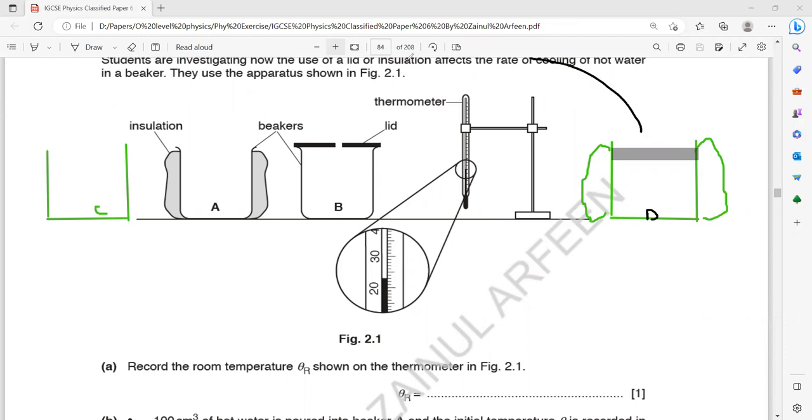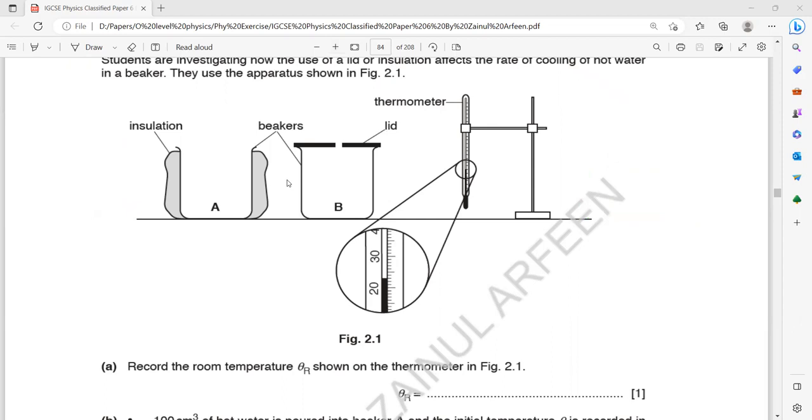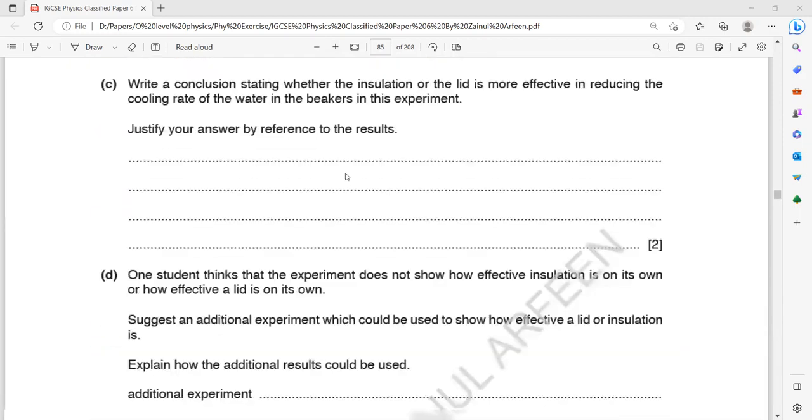We can compare this with this one, because we can compare B with D, as there is a lid but no insulation. And we can also compare this with this one, this is without insulation and this is with insulation. So we'll have a fair comparison between them. Is it clear? Yes. So we should repeat the experiment.